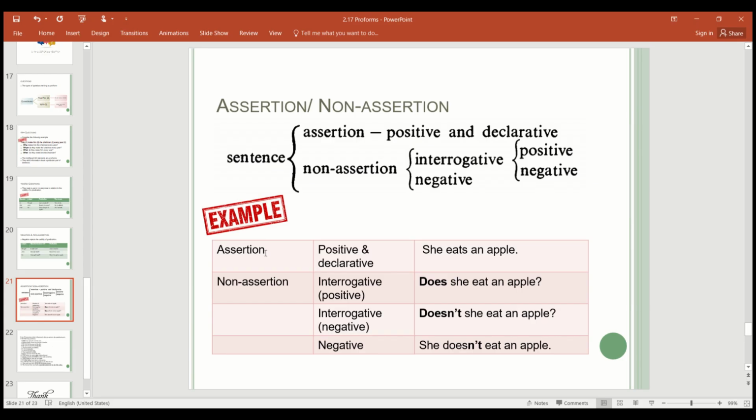With the assertion, we said that the sentence should be positive and declarative. She eats an apple. It's just like stating a fact, a positive and affirmative sentence. While with the non-assertion, it is either a positive interrogative sentence, like, does she eat an apple? Or a negative interrogative sentence, like, doesn't she eat an apple? See that the sentence is negative. Or simply a negative sentence, she doesn't eat an apple. And pay attention to the predication.